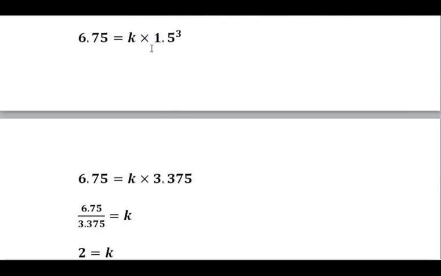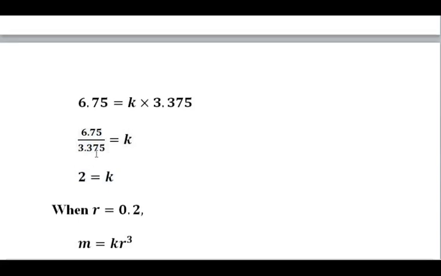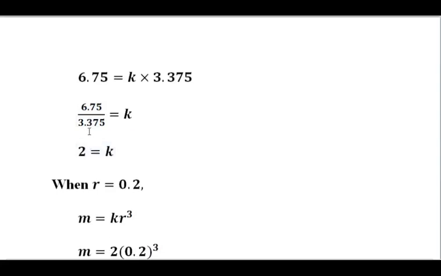So taking cube of 1.5, 1.5 cube is equal to 3.375. To find k, let's take 3.375 from the right to the left side. The equation becomes 6.75 upon 3.375. Dividing 6.75 by 3.375, we get 2, which is the value of constant k.